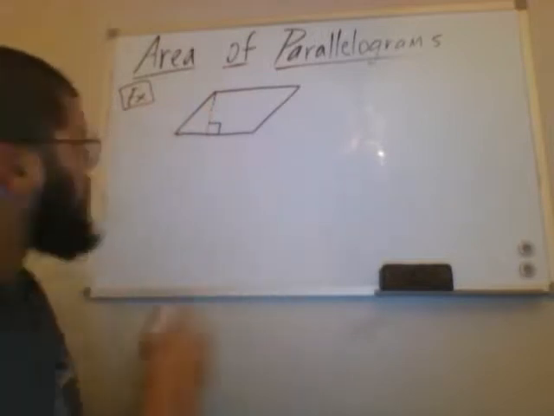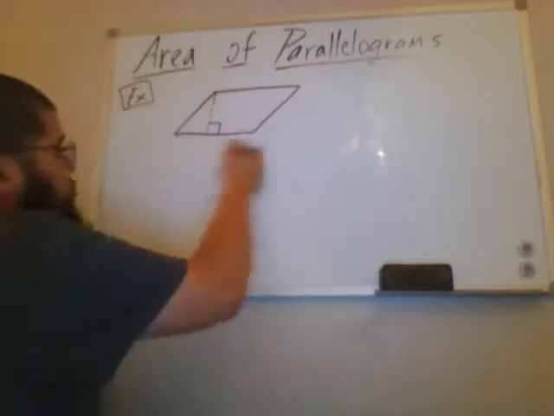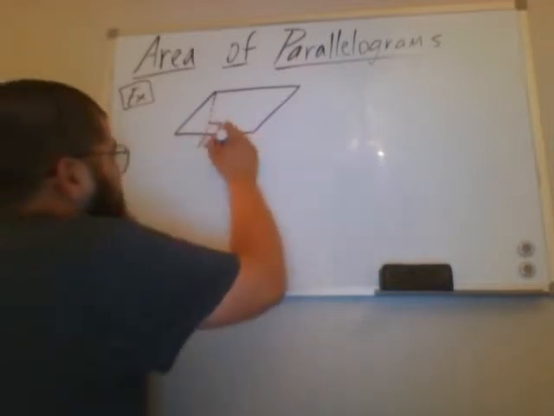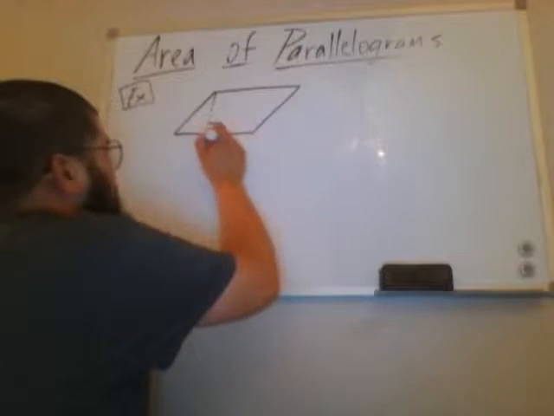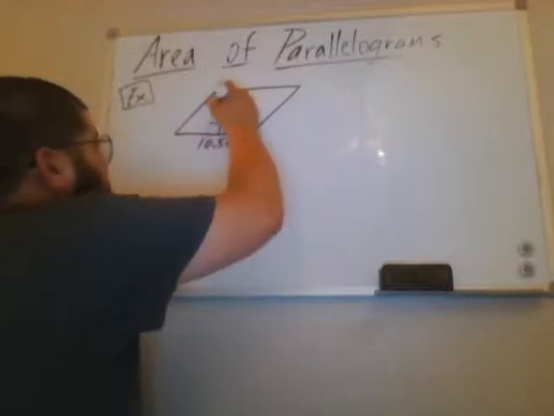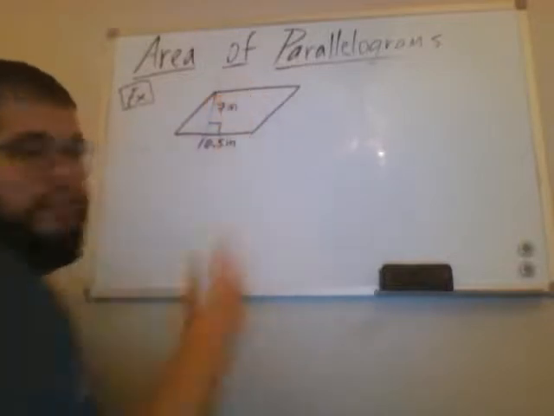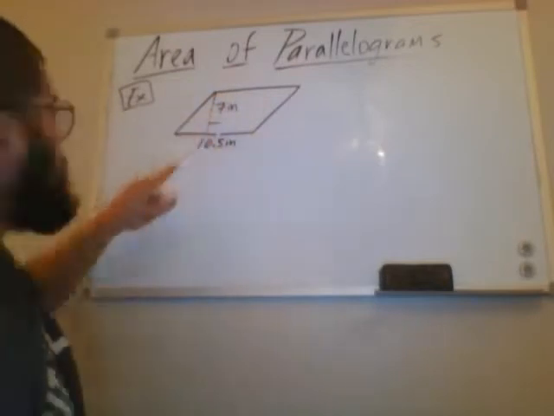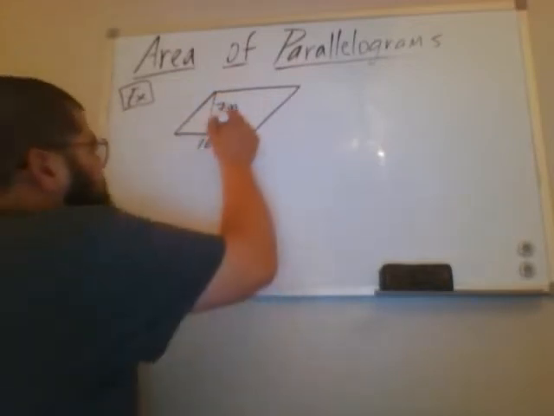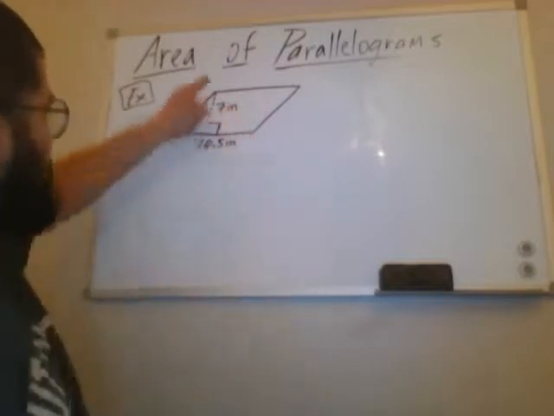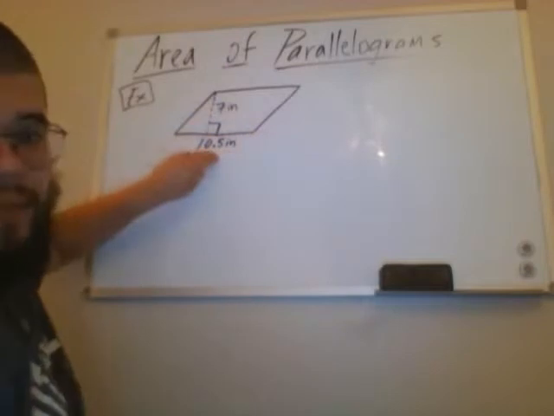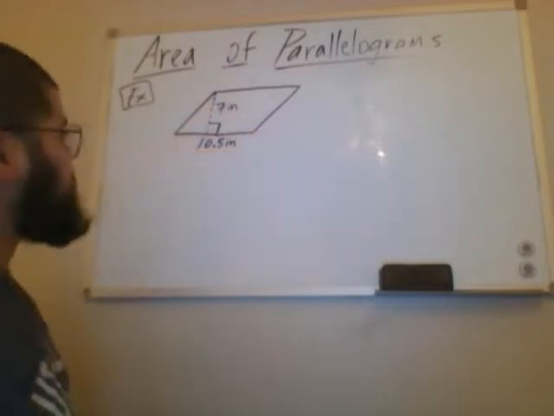Okay, we're going to call this bottom side length, or this base, 10.5 inch, and we're going to say this dashed line is 7 inch. So we got 7 inch as this dashed line, which is our height, and this side length is our base, 10.5. That's the base of the parallelogram.